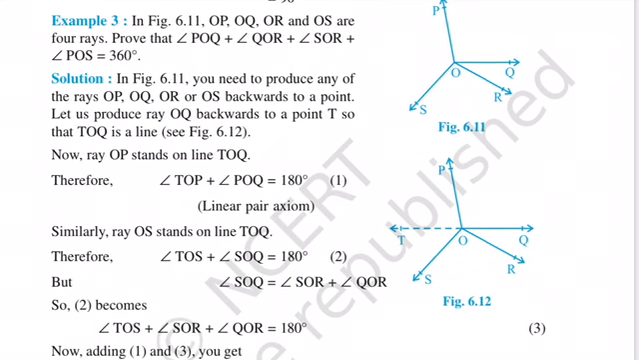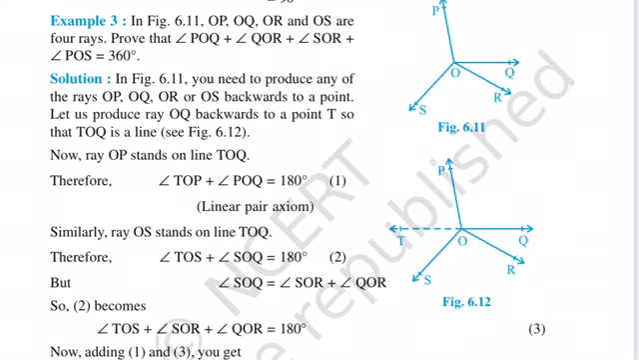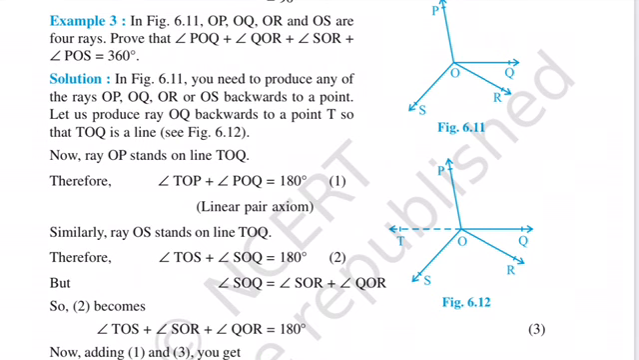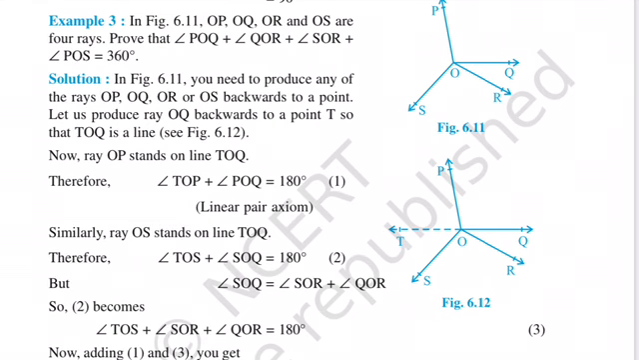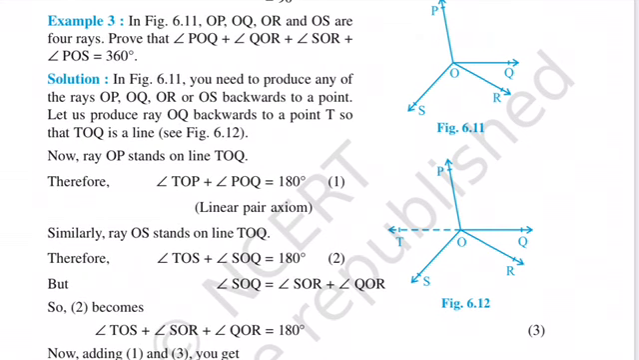Example 3 is saying what? In figure 6.11, OP, OQ, OR and OS are four rays. Prove that angle POQ plus angle QOR plus angle SOR plus angle POS is equal to 360 degrees.